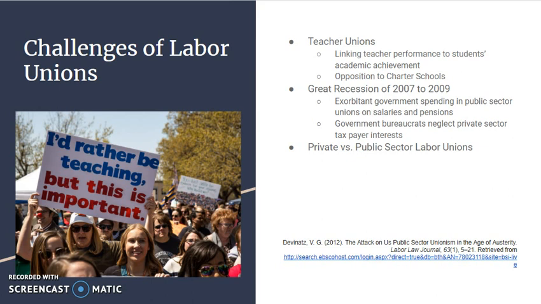Teacher unions are viewed by some as an obstacle to public education reform, with opposition to ideas such as linking teacher performance to students' academic achievement and opposition to creating charter schools. Attacking public employee unions has divided and weakened the working class by turning taxpayer private sector employees against government employees who are now being seen as a privileged worker.